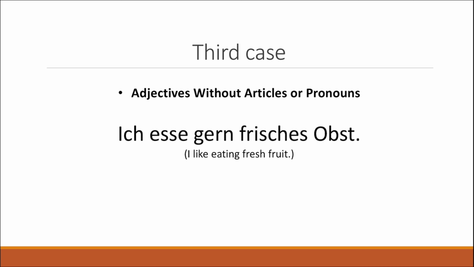And now finally, we have the third case. So we're talking about adjectives without articles or pronouns. Here's an example. Ich esse gern frisches Obst. I like eating fresh fruit. And in this case, frisches precedes Obst, which is a neuter noun, but we don't need an article in this case. So instead of saying frisch, it's going to be frisches.